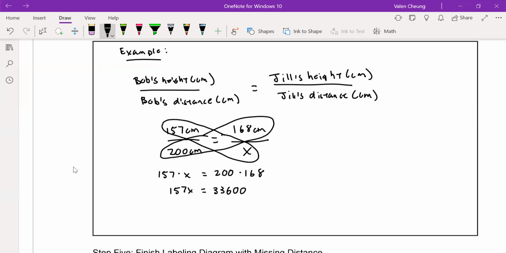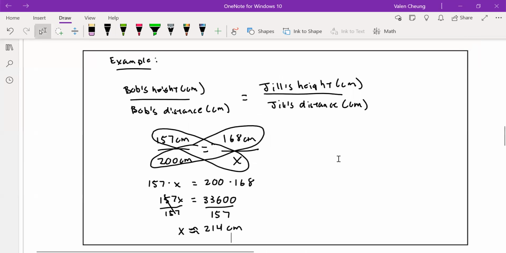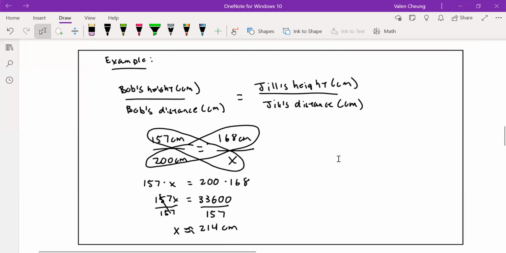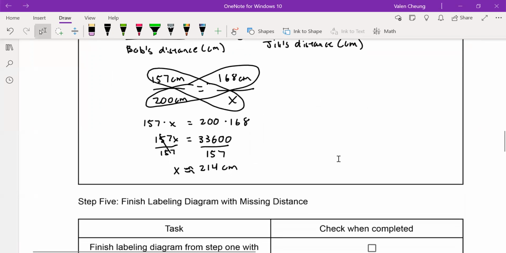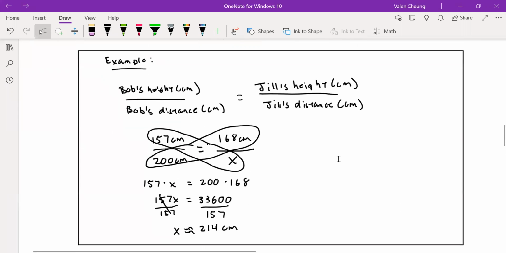Now, last step, we're going to try to get that x by itself. What should we do? If you said divide by 157 on both sides, you're right. These cancel out, and x is going to be, I'll use squigglies because it's a decimal, about 214 centimeters. All right, so go ahead and calculate how far away your partner is supposed to be from the mirror. Pause the video and do that.